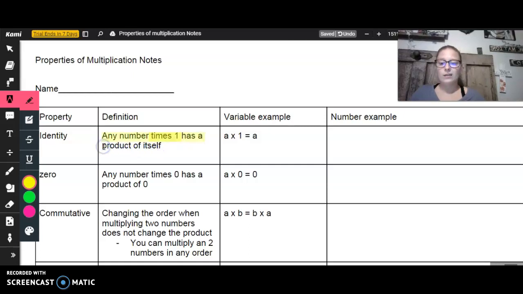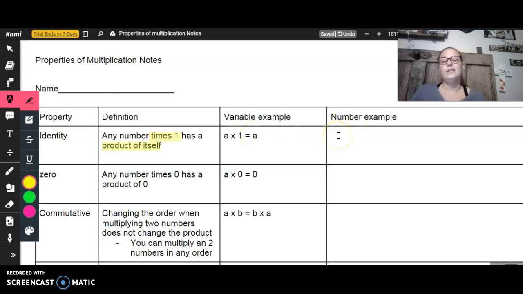Let's highlight the whole thing. Okay. I'm going to hit undo. Sorry about that. There we go. And so a variable example would be a times 1 equals a. With a variable, you can fill in any number for that variable. Like my example, 1 million times 1 is 1 million.